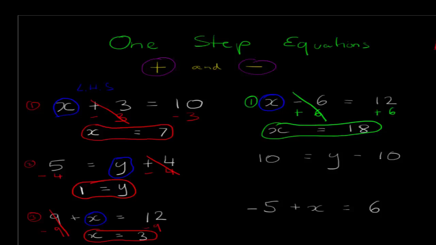Right, so over here, 10 equals y minus 10. Remember, it doesn't matter if we get it to be by itself on the left hand or right hand side. So over here, we want to get the y by itself. At the moment, we have minus 10 on that side. So we'll do the opposite. We'll do plus 10 to both sides.